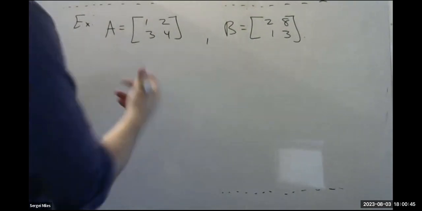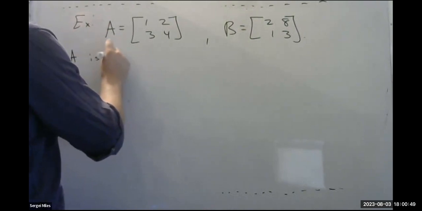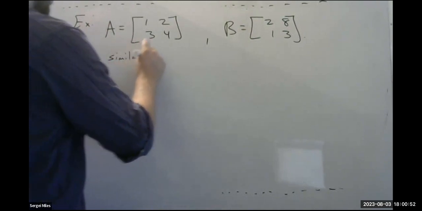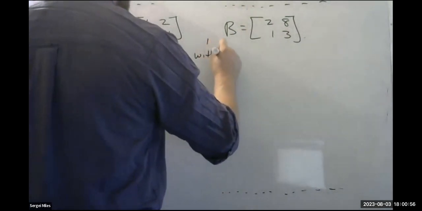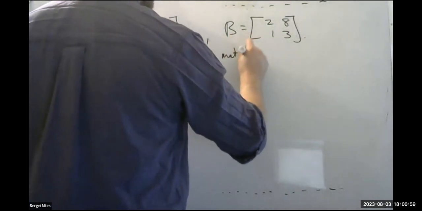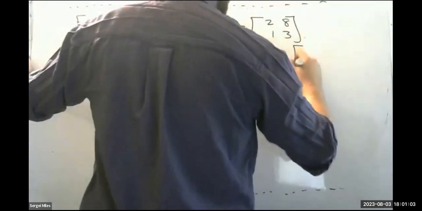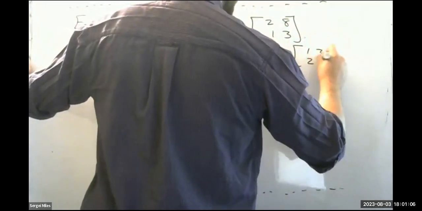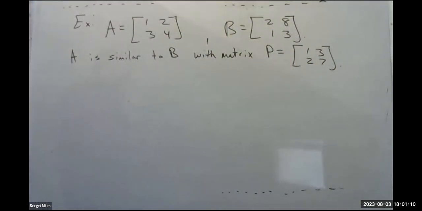Why or how? Well, A is similar to B with matrix P equals 1, 3, 2, 7. All right. But where is this matrix P coming from? How do we know how to find matrix P? How do we know matrix P exists? How do we create matrix P?